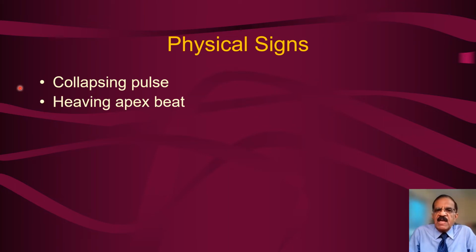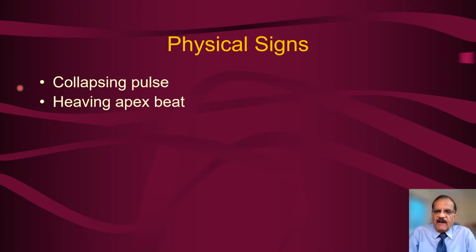Then there is the heaving apex beat. The apex beat would be displaced. Normally, the apex beat is felt in the fifth intercostal space, just medial to the mid-clavicular line. But in cases of left ventricular hypertrophy, it would be displaced leftward and downward. So it may be felt in the sixth intercostal space, sometimes the seventh intercostal space, and lateral to the mid-clavicular line, maybe sometimes even lateral to the anterior axillary line. So number one, the apex beat will be displaced downward and outward.